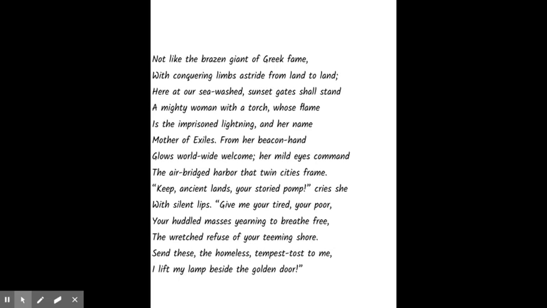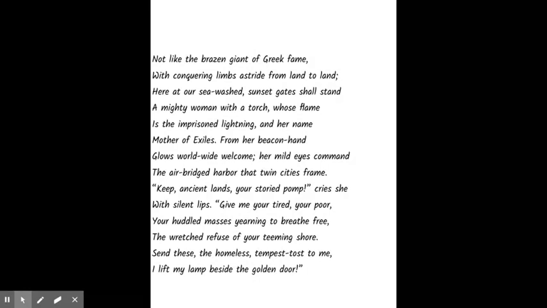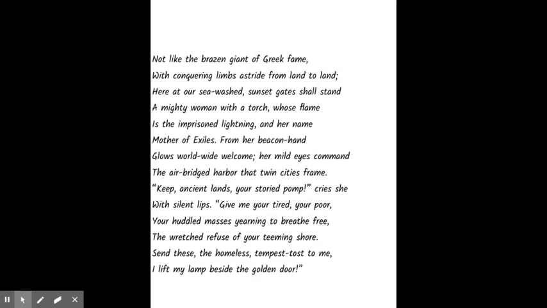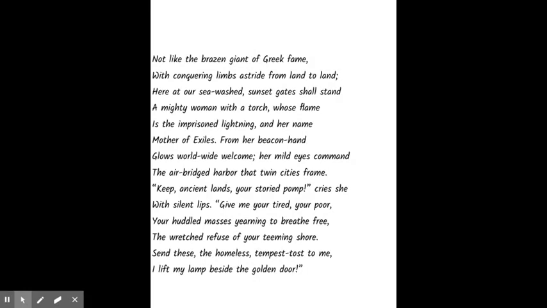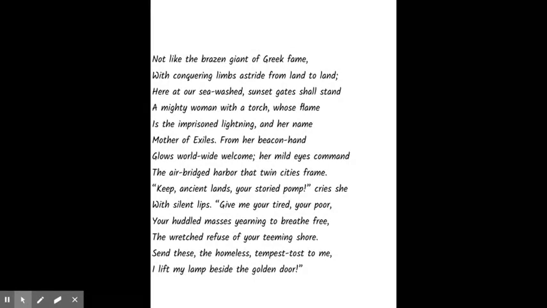Glow's worldwide welcome, her mild eyes command. That's another B. The air-bridged harbor that twin cities frame. Again, fame, flame, name, frame, A. But now look what happens. That was the octave. Remember we talked about the quatrains in the octave? That was the first 8 lines of the poem. And now we're going to have a shift.